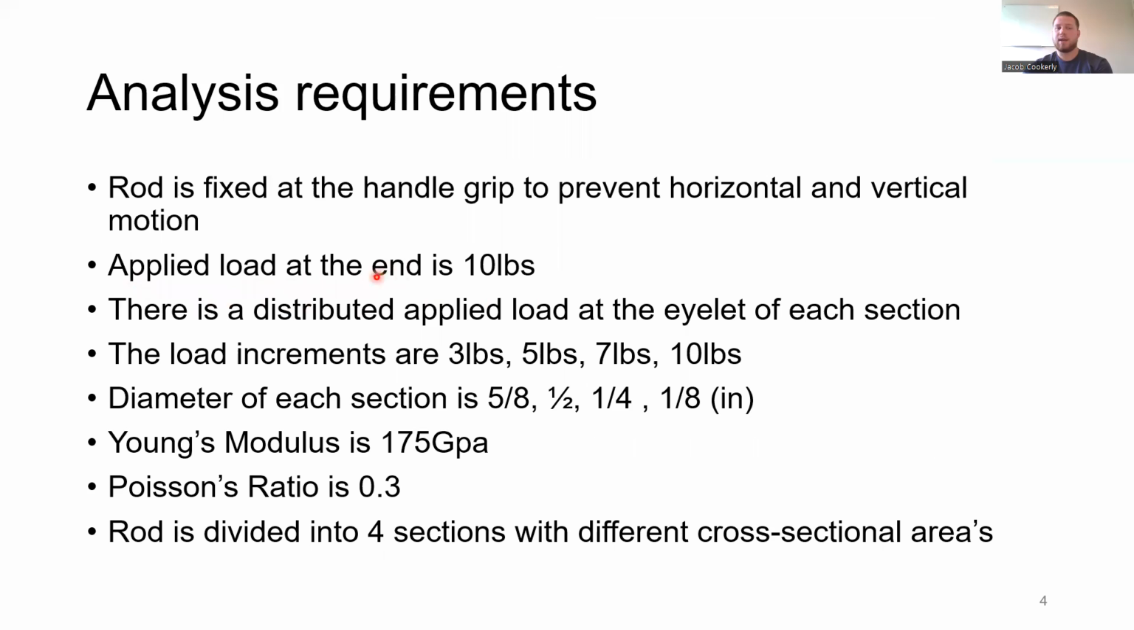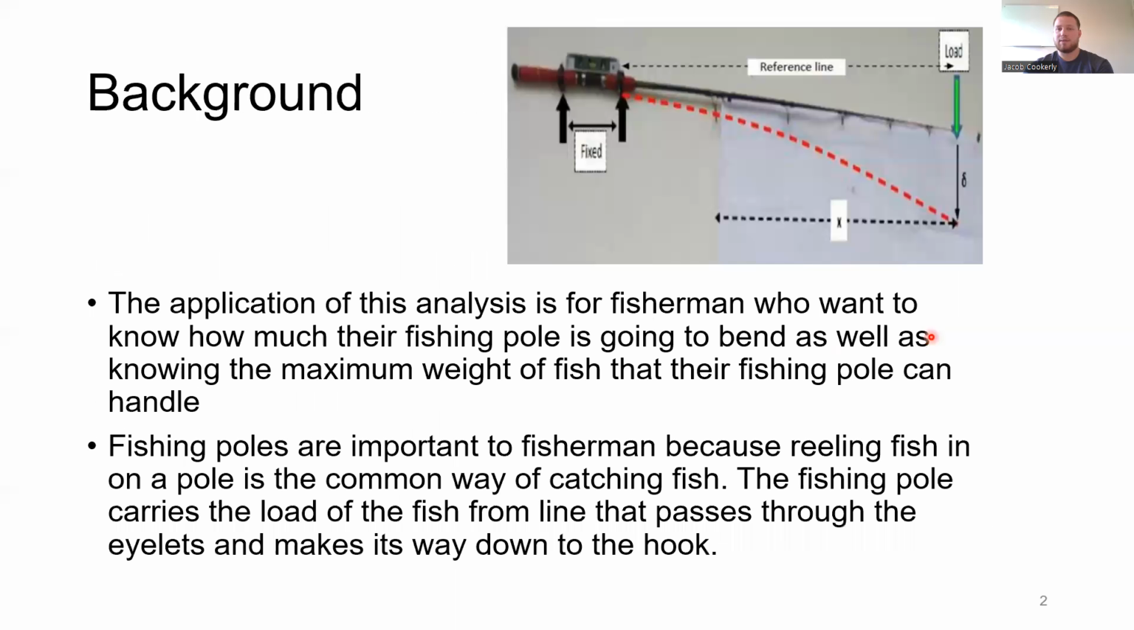The applied load at the end of the rod is 10 pounds, as we discussed. And there's a distributed load applied at the eyelet of each section. So basically what that means is, like I said, the line touches the eyelet at each of these points right here, at each of these eyelets. So basically what we're going to say is that there's distributed load throughout the rod, and we're going to apply those distributed loads, which would just be a load at each of the eyelets.